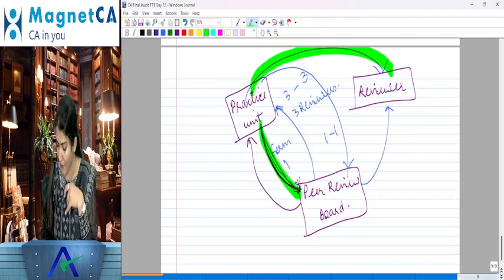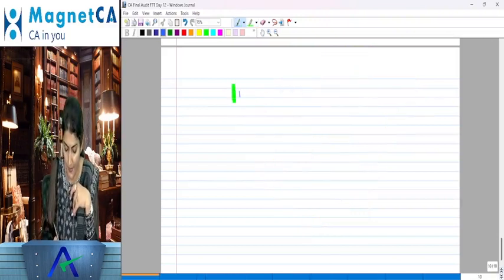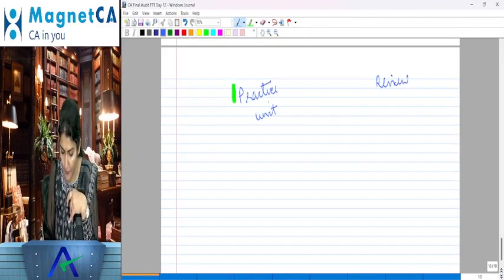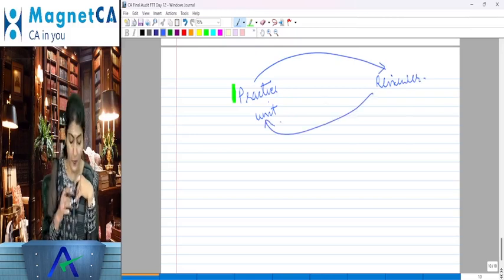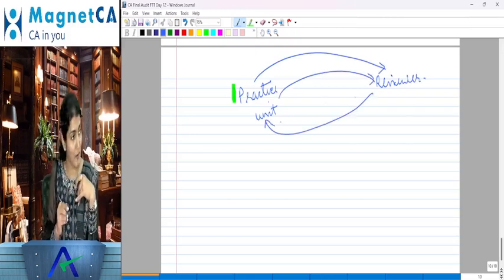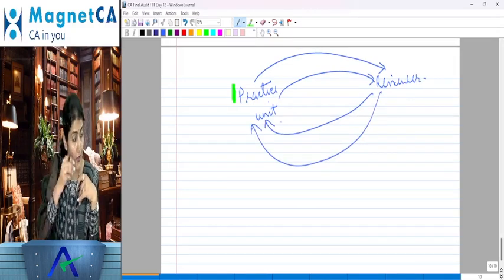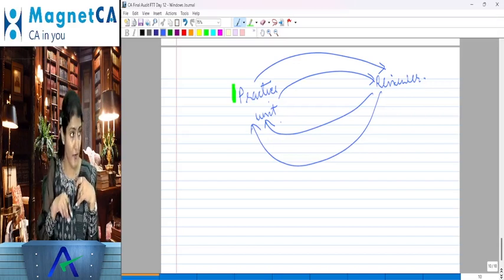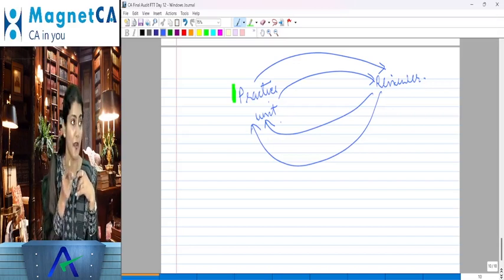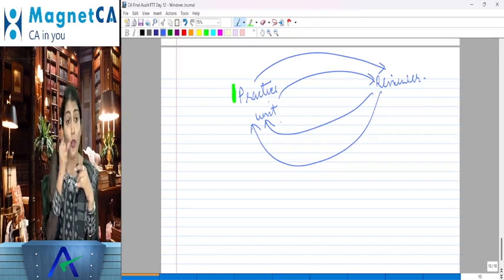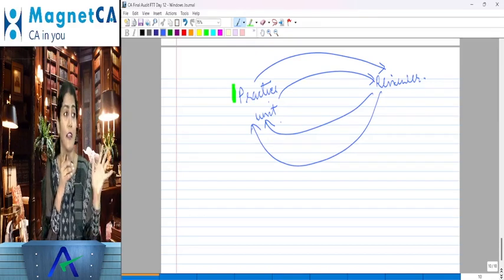Right. So what has happened so far? If I want to give you an idea, what has happened? The practice unit has submitted the Form 1 to the reviewer. Then the reviewer may ask for the additional information. Then the practice unit needs to submit the additional information. Then the reviewer will select the sample and confirm the date of the on-site review. But at least 2 days time is to be given after the selection of sample before the reviewer comes for the on-site review. So those 2 days are going to be very hectic in office.